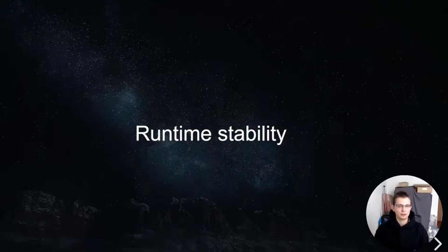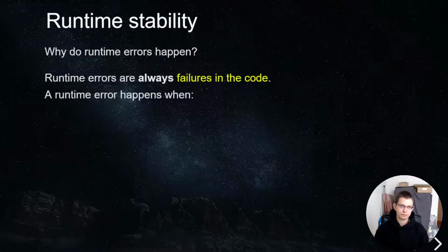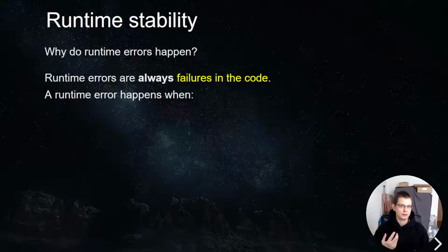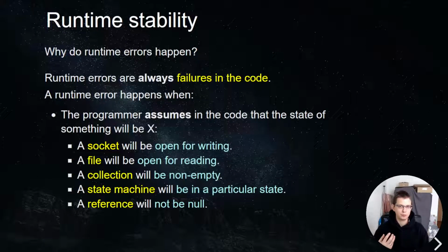Let's talk about runtime stability first. Why do runtime errors happen? Runtime errors are essentially failures in the programmer's code. These errors happen when you assume that the state of something will be X, like, I don't know, a socket will be open for writing, or a collection will be non-empty, or even a reference will be not null, and it just isn't so in the actual runtime.